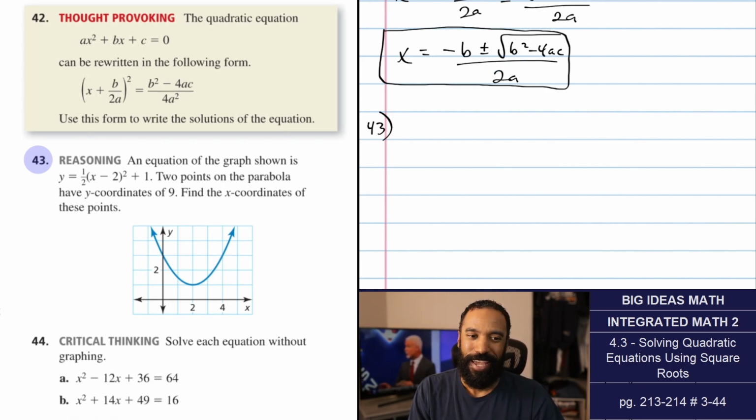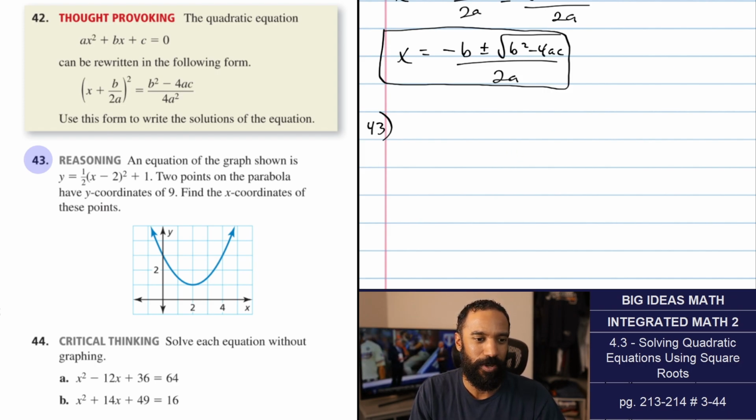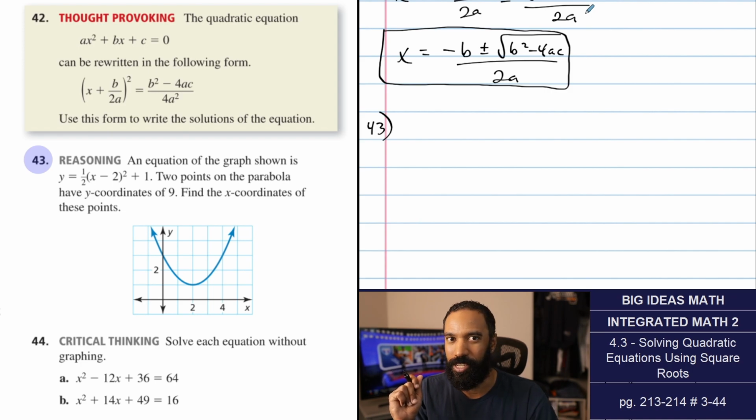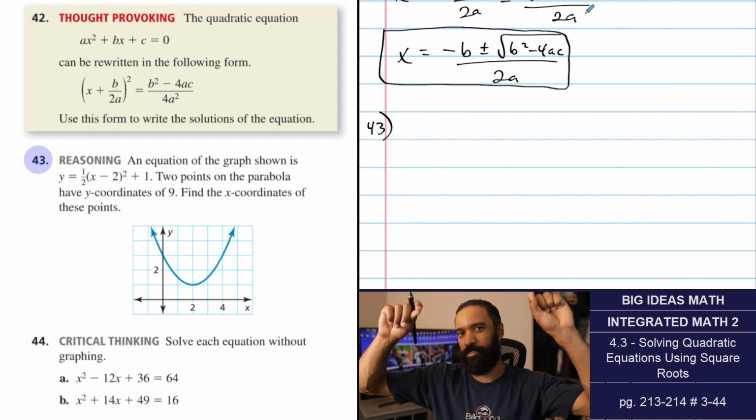Number 43. An equation of the graph shown is y equals 1/2 times x minus 2 quantity squared plus 1. Of course it is, because 2, 1 is the vertex. Looks like a stretch factor of 1/2: over 1, up a half; over 2, up 2. Totally, it does. This time I'm not being sarcastic. Two points on the parabola have y coordinates of 9. Find the x coordinates of those points. They're going to be 6 and negative 2, because you go over 4 and up half of 16.